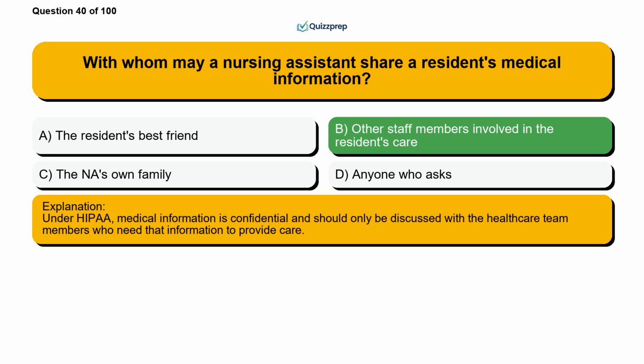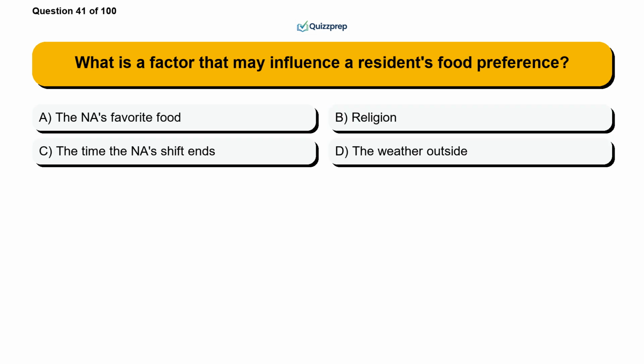Question 41. What is a factor that may influence a resident's food preference? Option A, the NA's favorite food. Option B, religion. Option C.